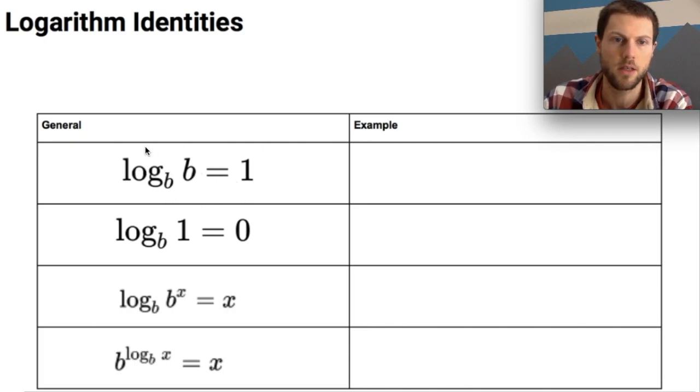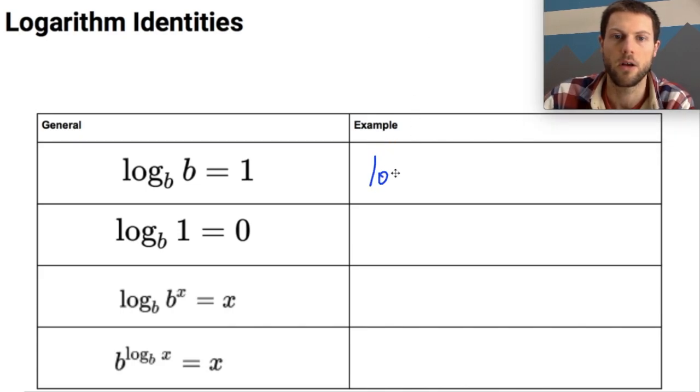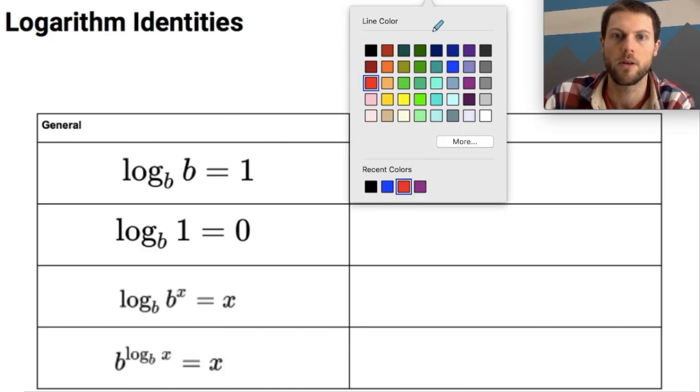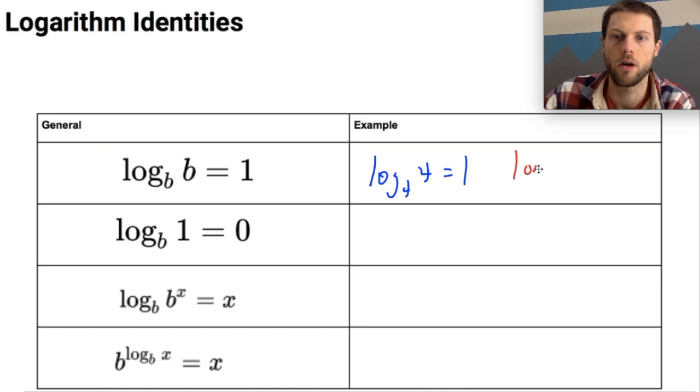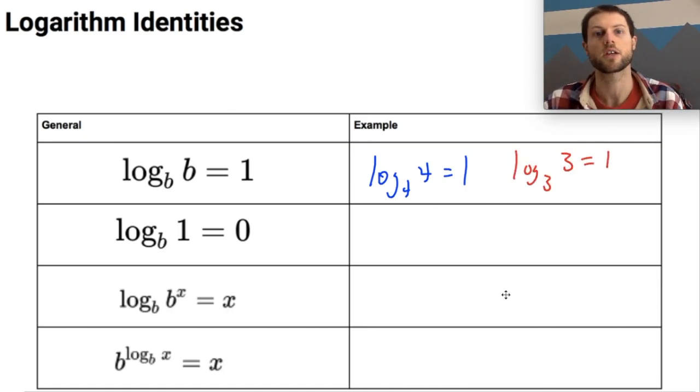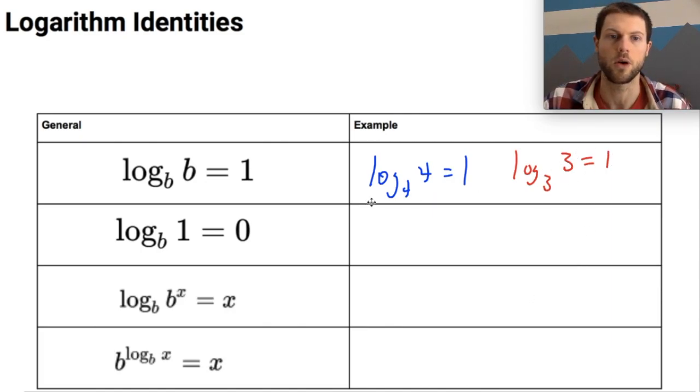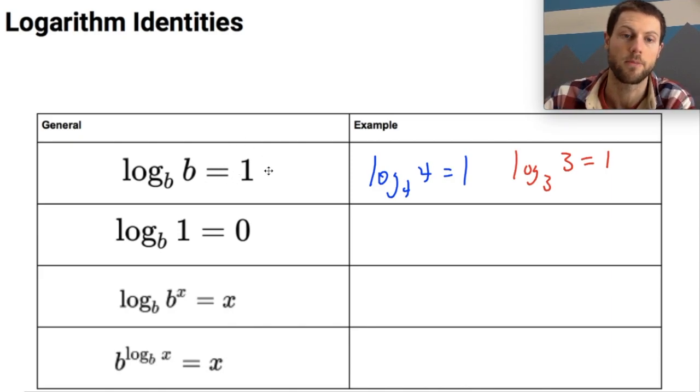Our first identity is log base b of b equals 1. And so, for example, if I were to write down log base 4 of 4, that will equal 1. If I were to write down another example of log base 3 of 3, that should equal 1. And if you don't believe me, convert it into exponential form. 3 to the first power equals 3. And really, this is always true because anything raised to the first power equals itself.